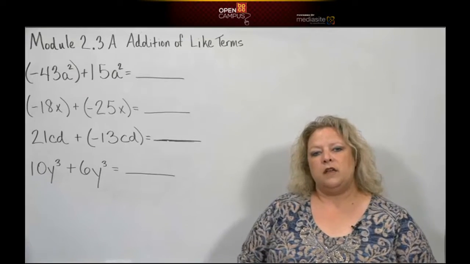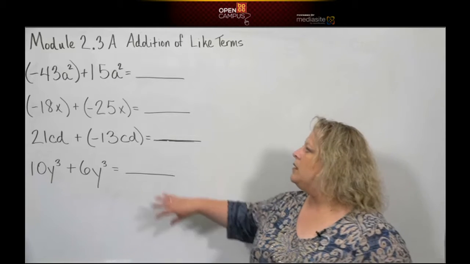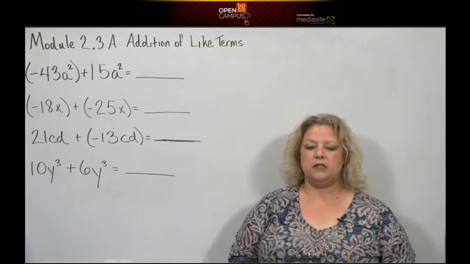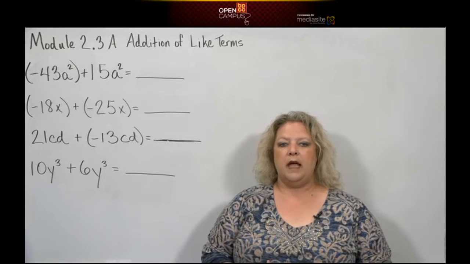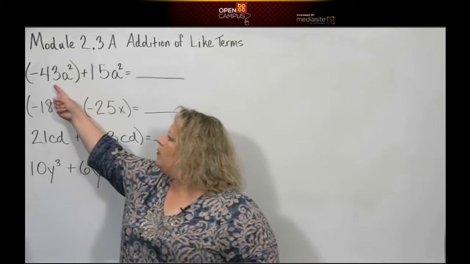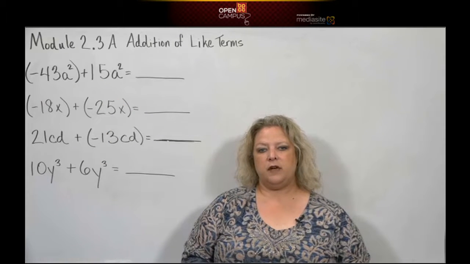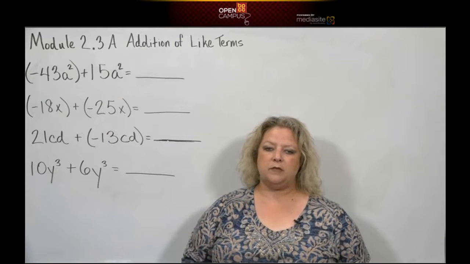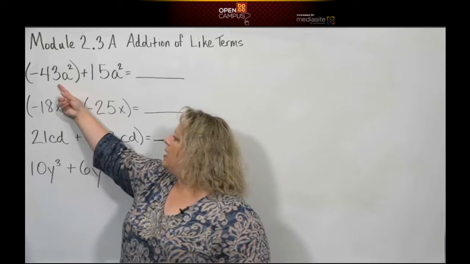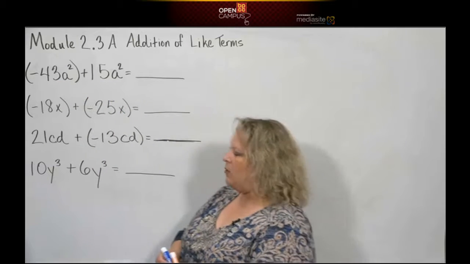Hi, so this is the working it out part of Module 2.3. We have our groups of like terms, so now we're going to just add them and follow the rules for adding and subtracting. Remember, we have a negative here and a positive here. Since the signs are different, what do we have to do? We have to subtract and take the sign of the larger number. So we have a negative 43a squared plus a positive 15a squared.